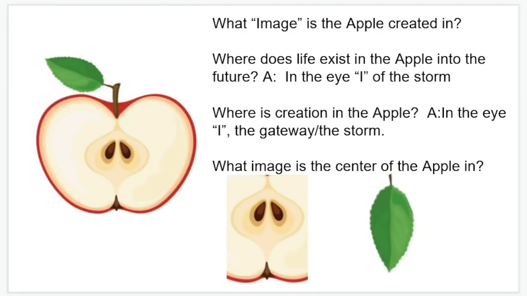The apple. The torus field. This is why the apple was chosen for the story in the Garden of Eden. What image is the apple created in? Torus, image of God. What does life and the image of the world? That's why the apple is so special.